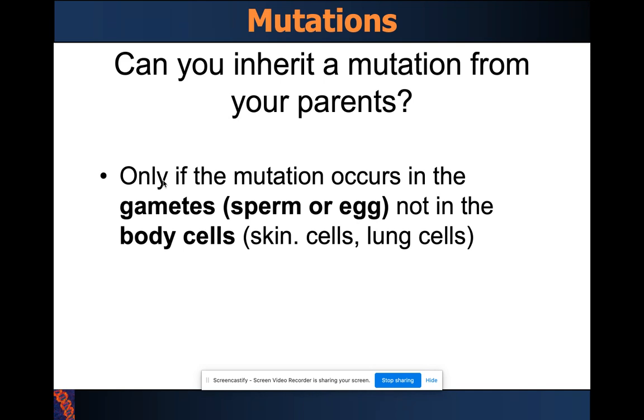It cannot be given to you if the mutation is in their body cells, skin cells, lung cells, whatever. Okay, bone cells. The only cells that will receive those mutations would be other cells of the same type. So if a skin cell has a mutation, it's only going to pass it to other skin cells. If a lung cell has a mutation, it's only going to pass it to other lung cells. However, if it's in the gametes, the sperm or eggs, it can be passed to offspring.